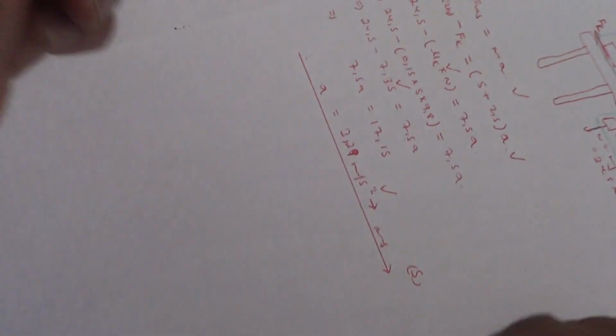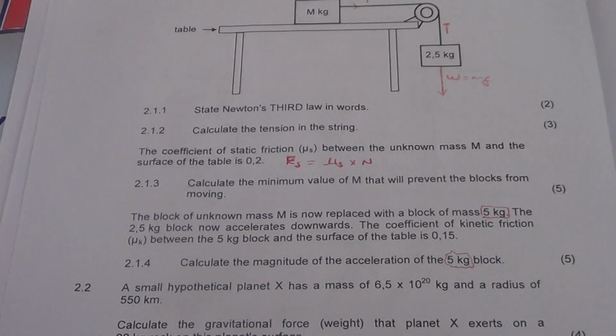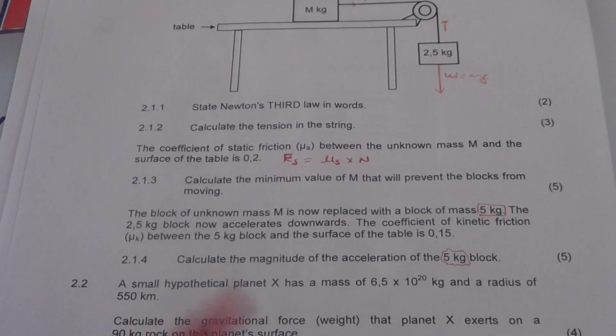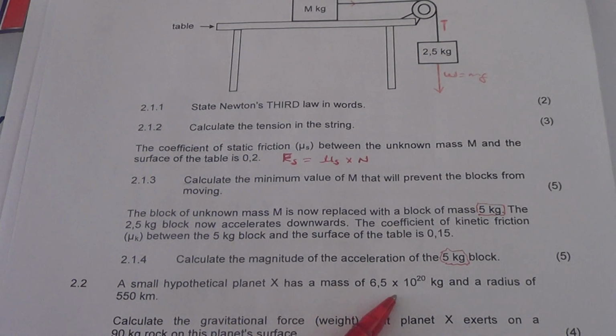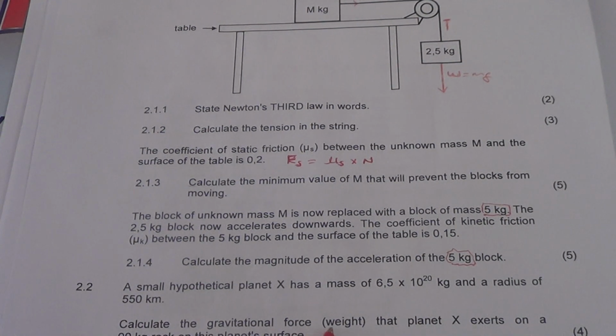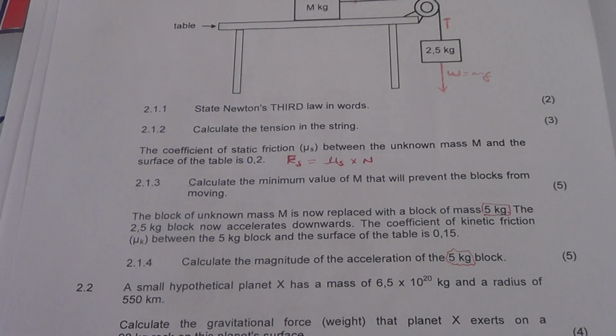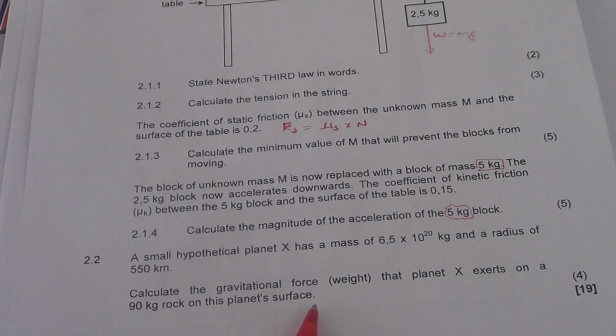Okay, let's do the last one, which is 2.2. So 2.2 says, alright, a small hypothetical planet has a mass of 6.5 times 10 to the 20 kgs and a radius of 550 kilometers. Calculate the gravitational force or weight that planet X exerts on a 90 kilogram block on this planet's surface.